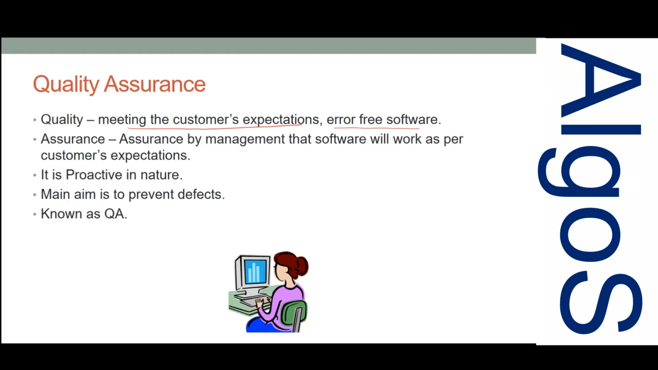What is assurance? Assurance is given by the management. The software will work as per customers' expectations. So before we start making the software, before the software company gets the project, when you are bidding for the software project, how do you bid for the project? How do the software companies get the project?